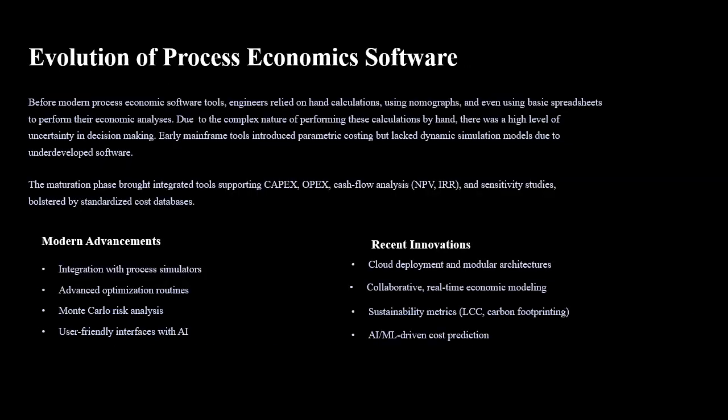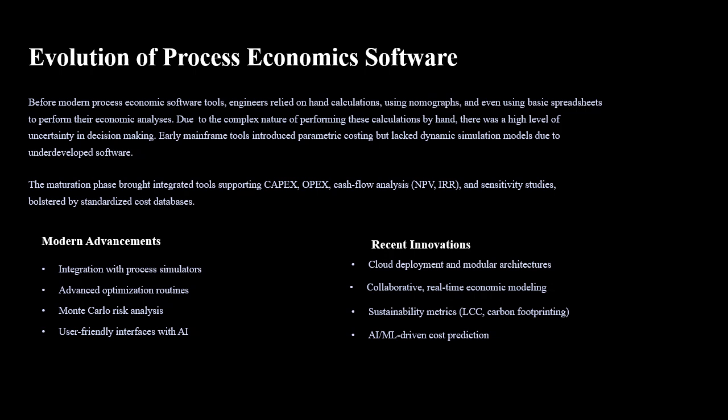Before we go on, we must look at the evolution of process economic software. Before these advanced software tools came into play, engineers in the past relied on making calculations and cost estimations by hand. They also used nomographs and basic spreadsheets, which will be displayed in the next slide. They used these to perform their economic analysis. Due to the complex nature of performing these calculations by hand, there was a high level of uncertainty in decision making.